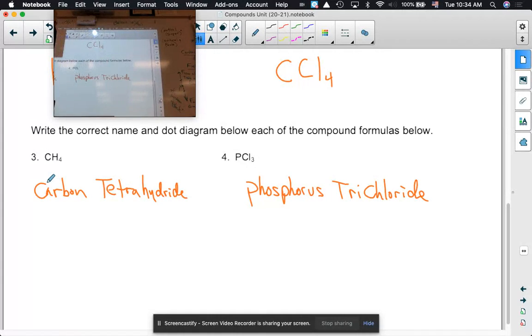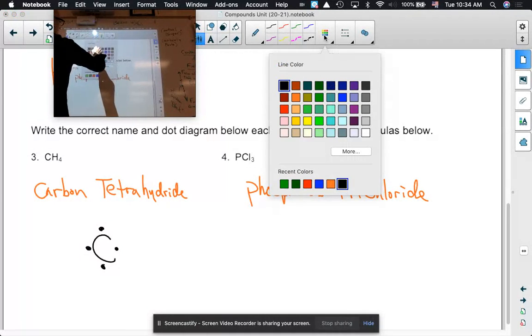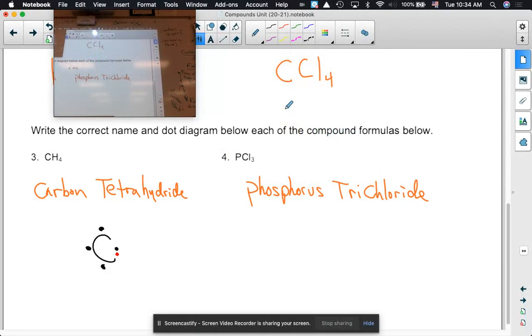Now, I guess we already drew dot diagrams for the top two. For 3 and 4, we hadn't. So I'll do that. Carbon, in our molecular models, carbon is black. So I'll put carbon as a 1 and a 2 and a 3 and a 4, which is what you're supposed to know. And then tetrahydride. So I've got to put 4 hydrogens on there. So 1 would go here in this empty spot, 1 here, 1 here, and 1 here.